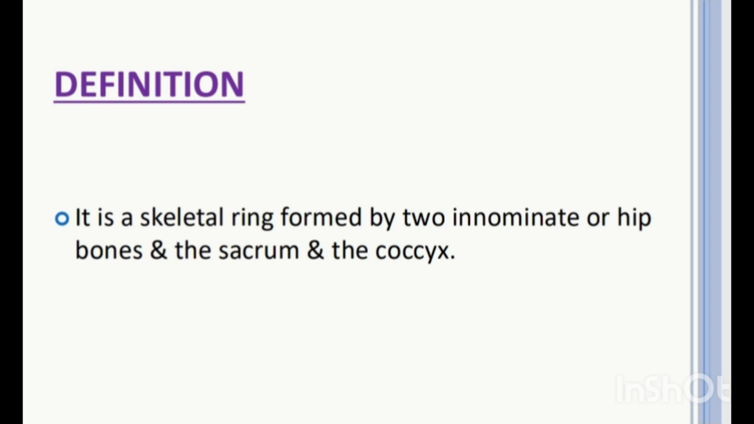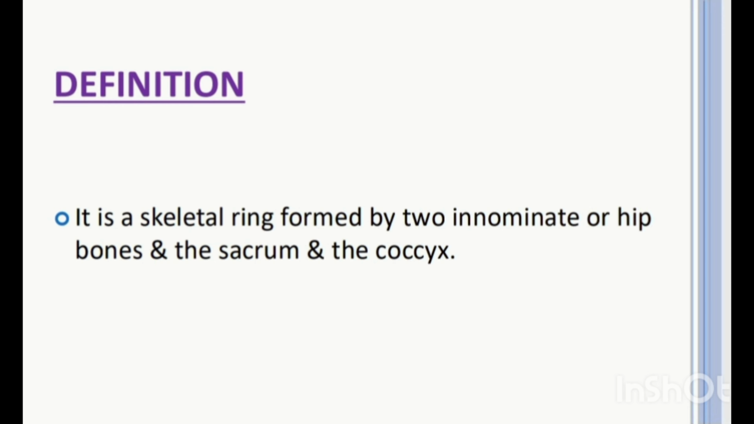What is the pelvis? It is a skeletal ring formed by two innominate bones or hip bones, the sacrum and the coccyx. And what is its function? It forms a basin-like structure which connects the spine to the lower limbs. It is an important part of the skeletal system, and it transmits the weight of the trunk to the legs, and it takes the weight of the sitting body, and it allows movement of walking and running, and it protects the pelvic organs.